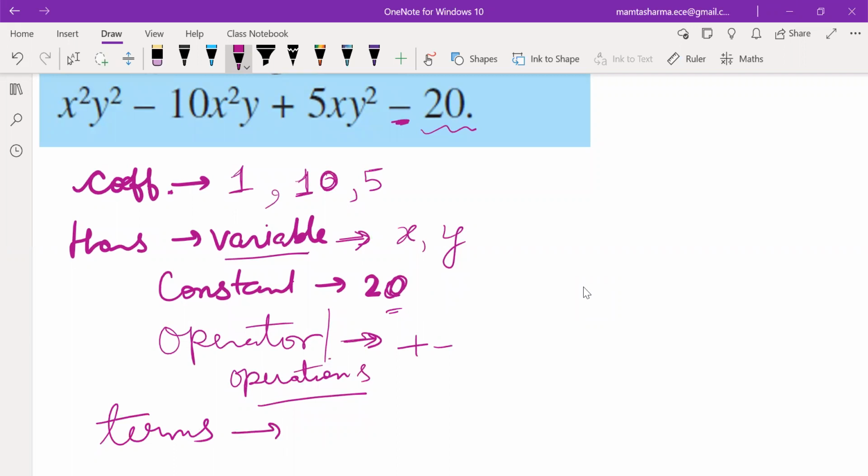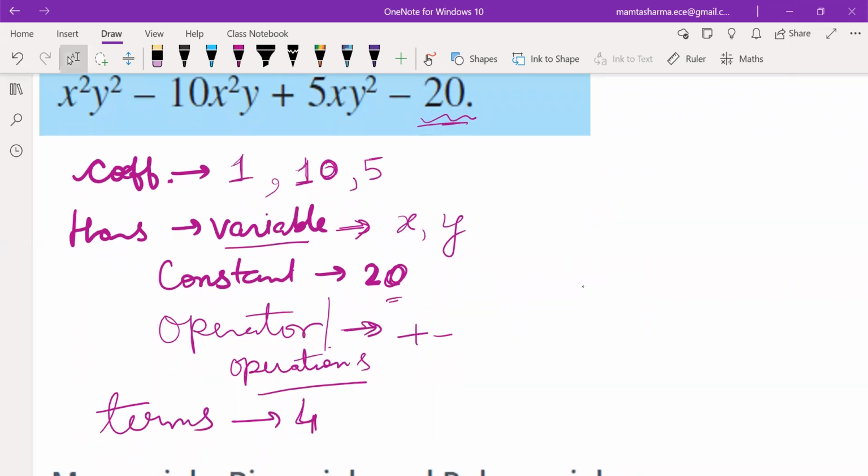Harshita, terms. How many terms are there? Yes, ma'am, 3 terms. 3 terms or 4 terms? 1, 2, 3, 4. I thought the constant was on the equals side, ma'am. No, that is not on that side. 4 terms. This constant term would also be considered in calculating the number of terms.